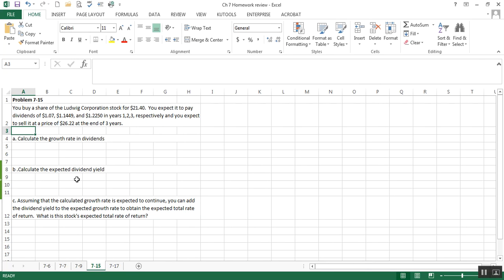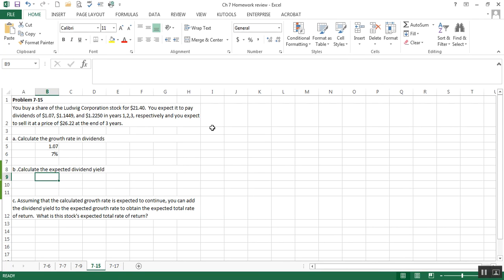This is a straightforward growth formula. Our growth is going to equal the 1.1449 divided by the 1.07, and that minus 1. So our growth rate is 7%.